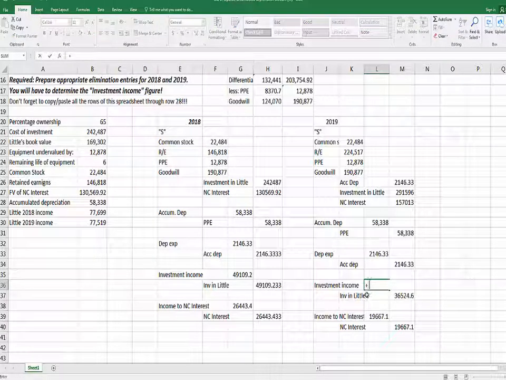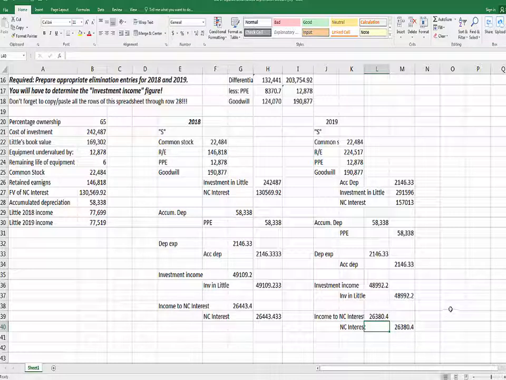Investment income, their share 65% of the reported earnings. The reported 2019 earnings are 77,519 minus that depreciation adjustment. And the same thing with the income to the non-controlling interest. Their share 35% of the adjusted subsidiary earnings. We start with the reported earnings of 77,519 and subtract that depreciation adjustment. Okay, so there are our elimination entries for 2018 and 2019, assuming the use of a separate accumulated depreciation account.